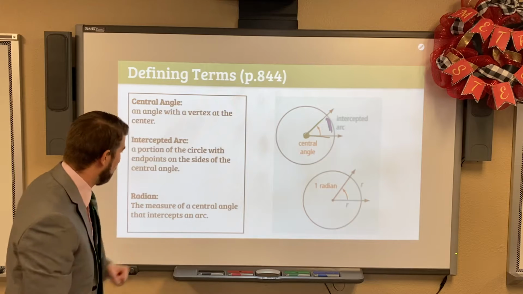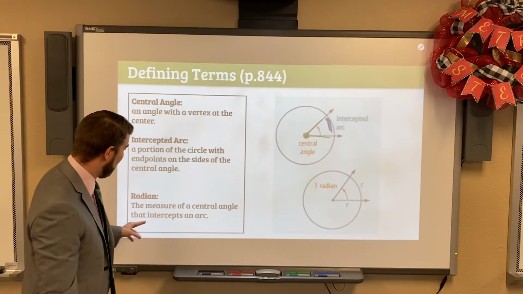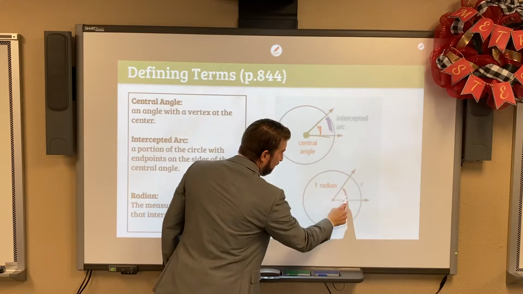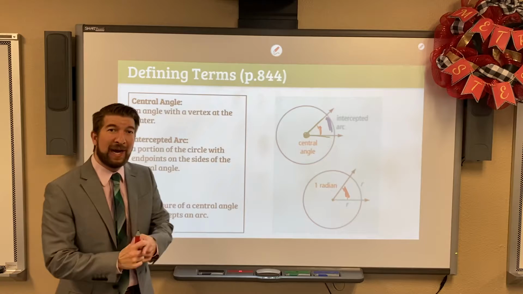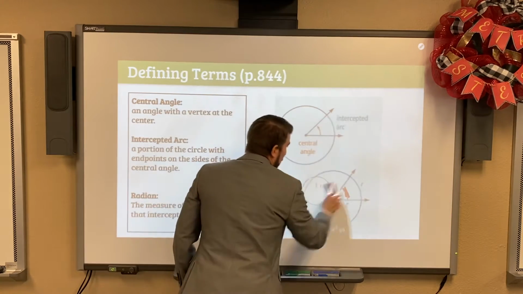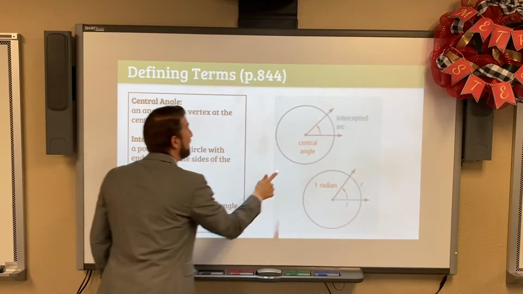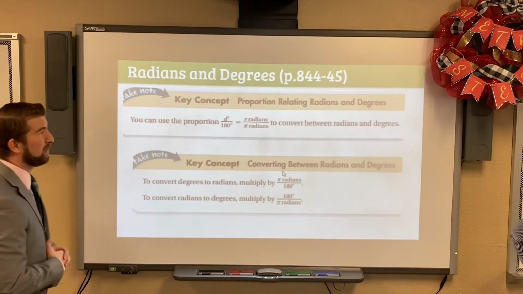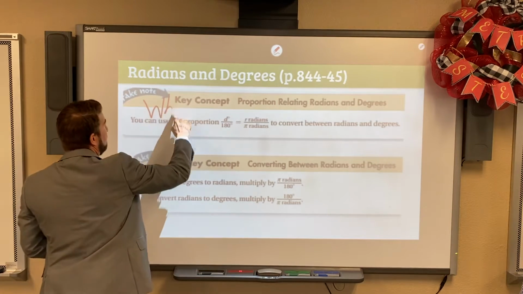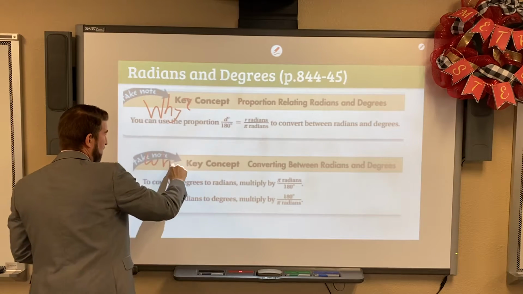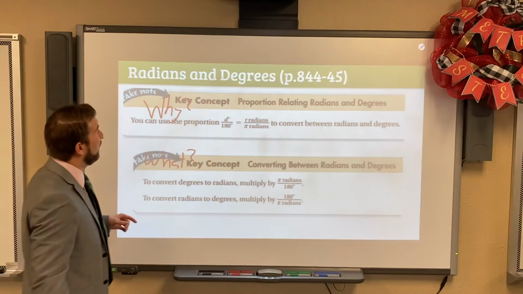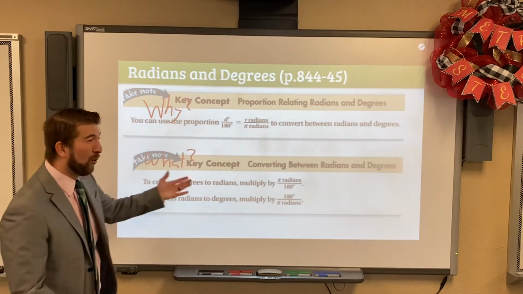Then a radian measure is the measure of a central angle that intercepts an arc. And so this same angle can be defined by angle or radian. So let's look more specifically at what that is. So some key concepts for us. This kind of just explains the why of what we're about to see is the what. All right, so when we want to convert from degrees to radians, we're going to do this.